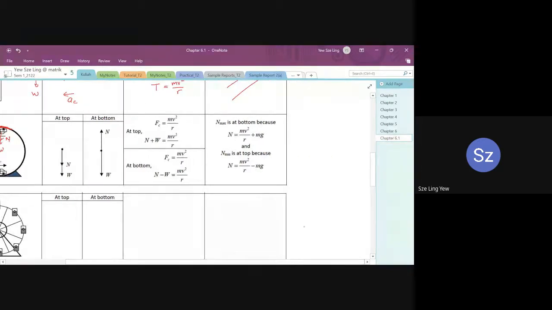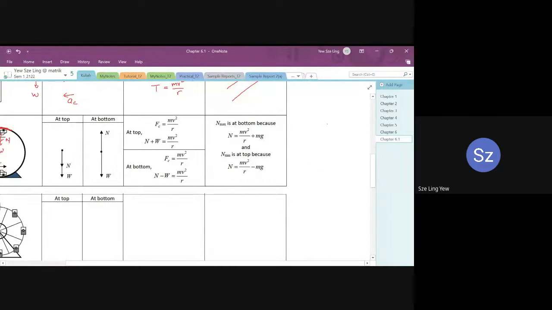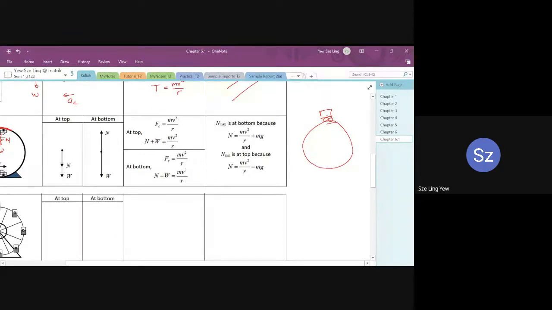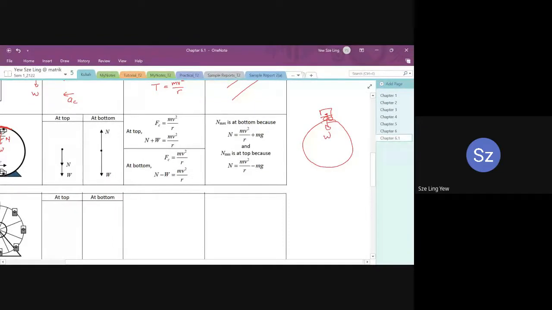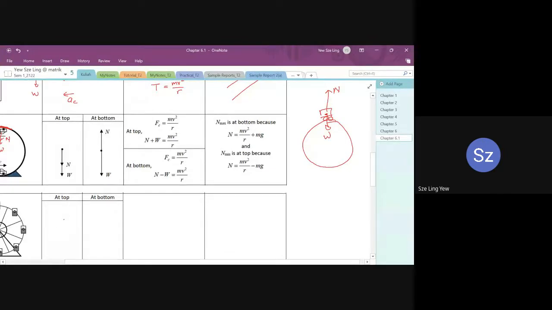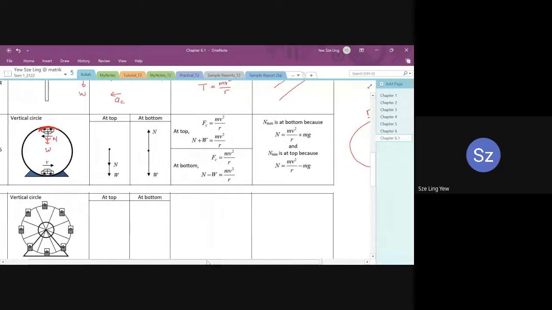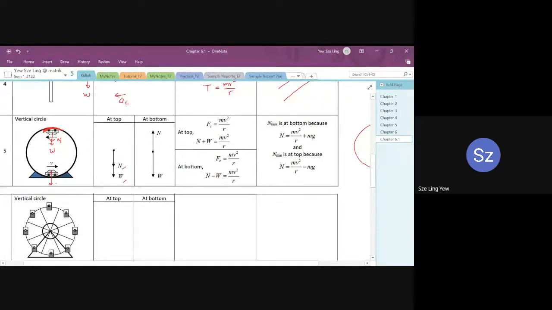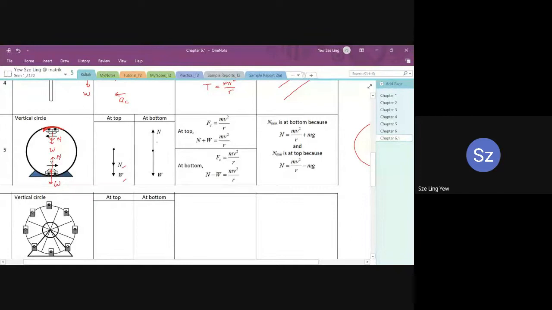Now, what if you have a roller coaster, but the car is moving outside the circle? Then the free body diagram would be different. W is still going down, but because your object is outside the circle, the normal force is going up. So you need to be extra careful with the position of the object, whether it is inside or outside the circle. It will give you a different answer. So when the object is at the top, in the diagram given, I have N and W both going down. When it is at the bottom, W is still going down, but now my N is going up.